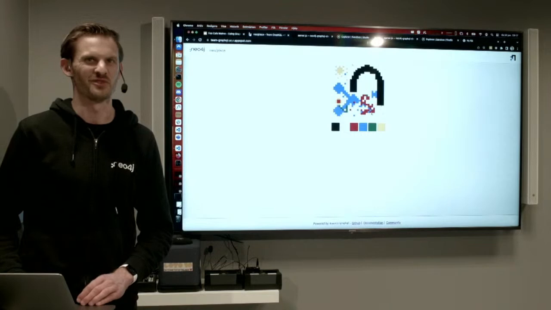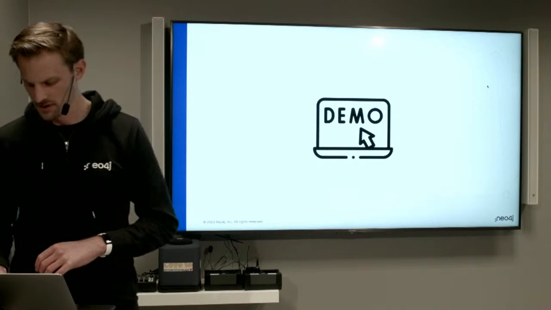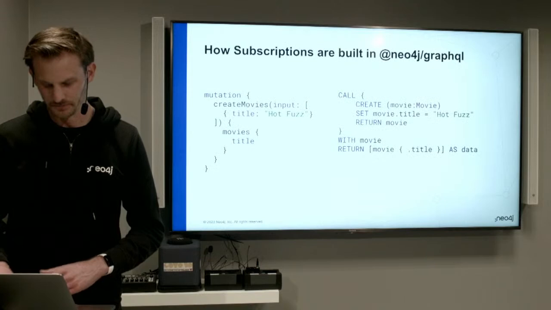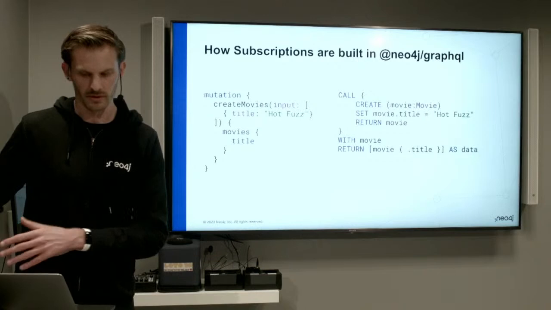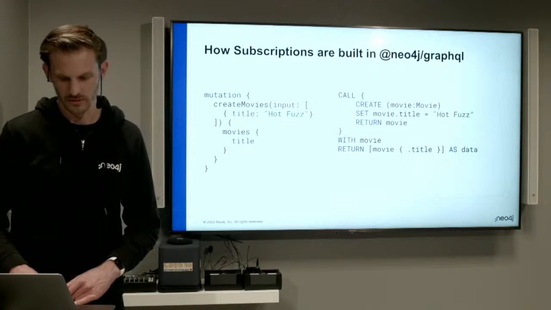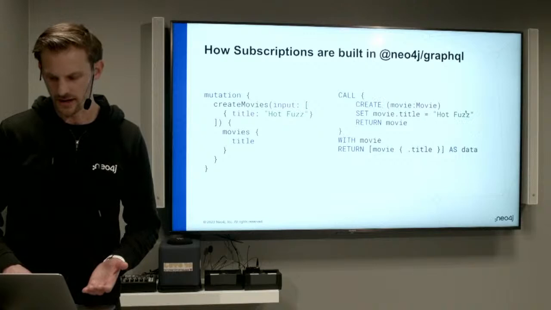So if we go back to our slideshow, the last thing we want to do is again look behind the scenes, because there are some interesting things that we're doing to make subscriptions work. But first we have to see how it looks on a query level if we didn't turn on subscriptions. So before the time of subscriptions, in a way. If we have this create movie query from before, where we have the movie this time called Hot Fuzz, we have a query that looks like this, where we create the movie, we set its title, and then again we return it in a way that the client can easily read it.